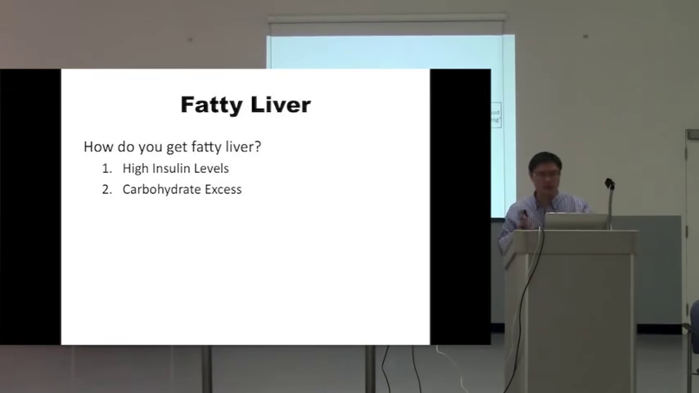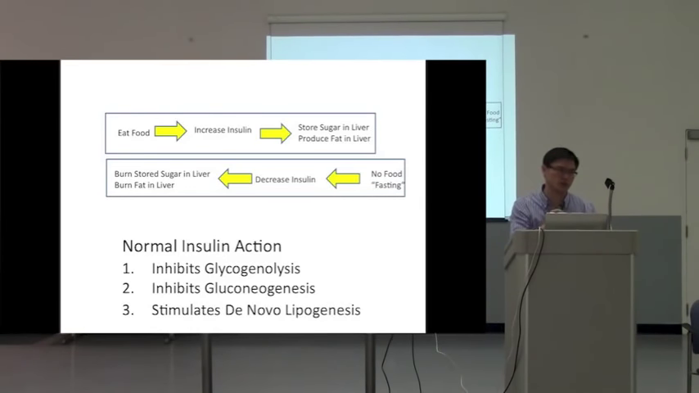And if you think about it, this is what happens in the normal situation. Insulin is a hormone that is released when you eat. So you eat food, insulin goes up. That's normal. And what you do is you store some of that excess energy as sugar in the liver, that's glycogen, or you store some of it as fat. So the liver will produce fat in a process called de novo lipogenesis, and that's a storage form of energy.